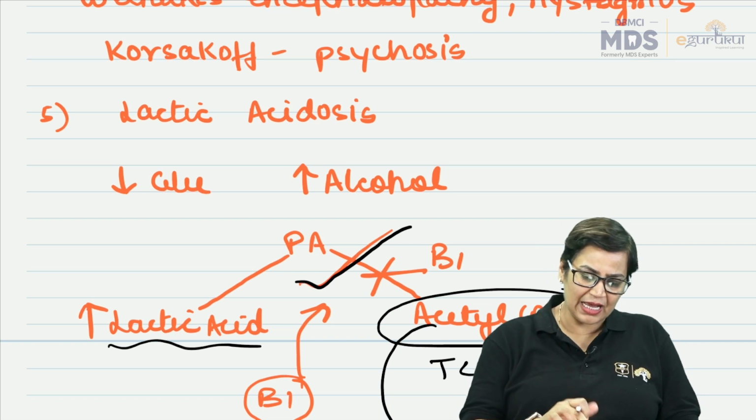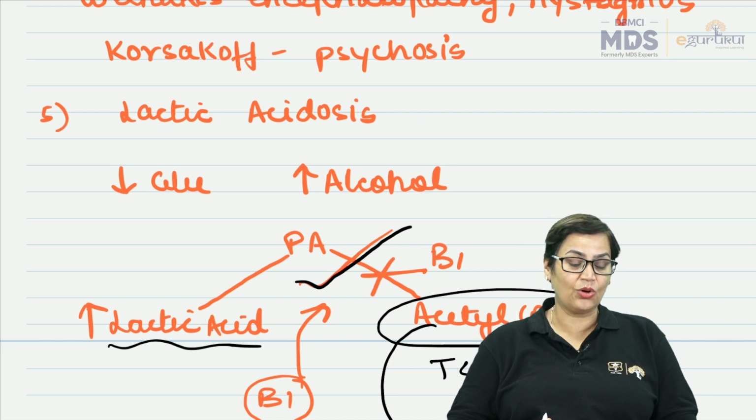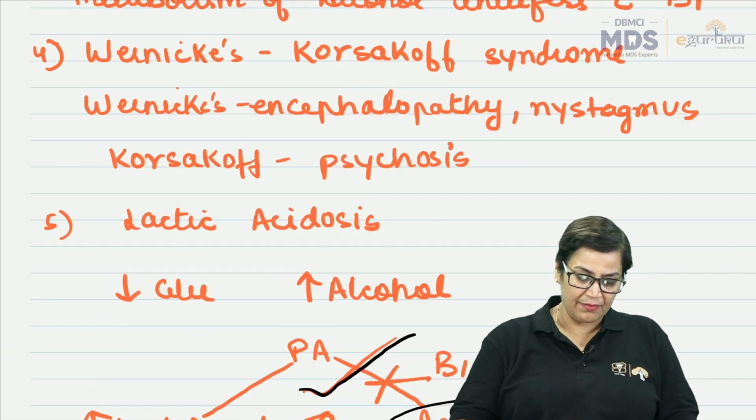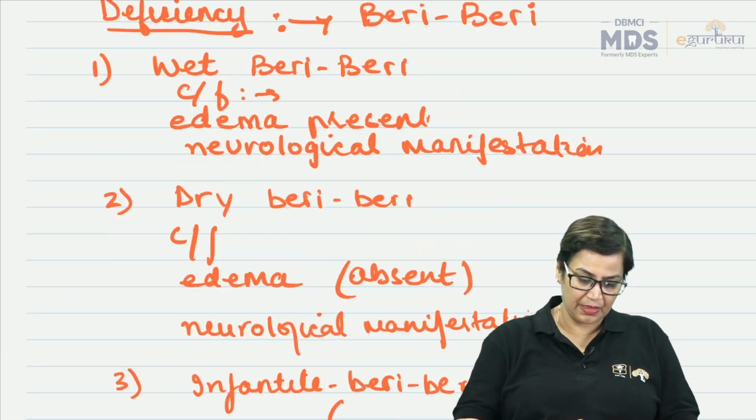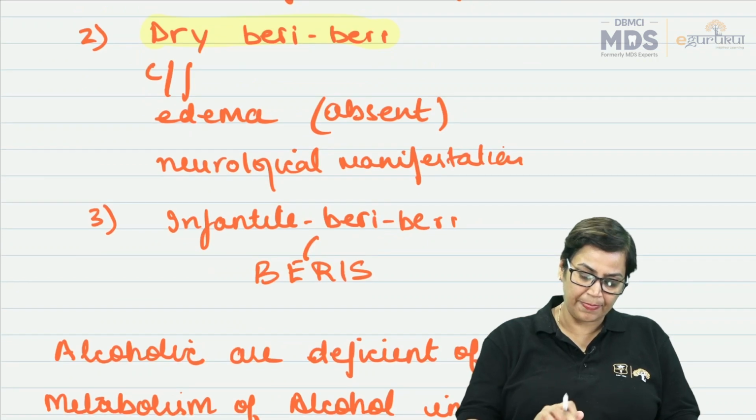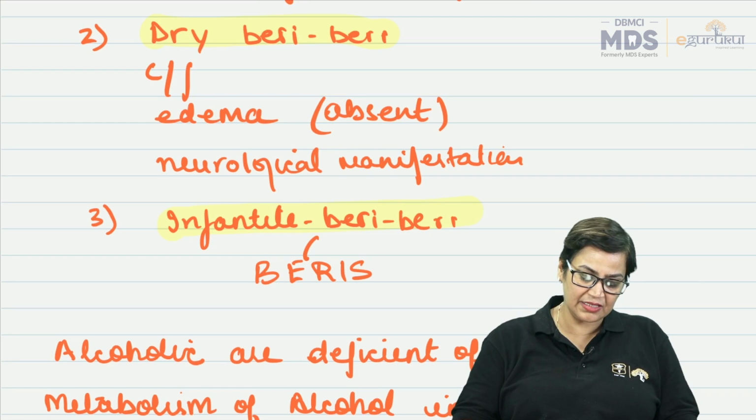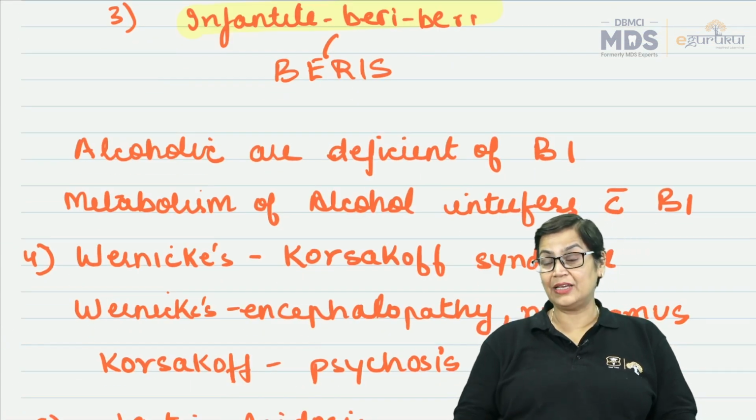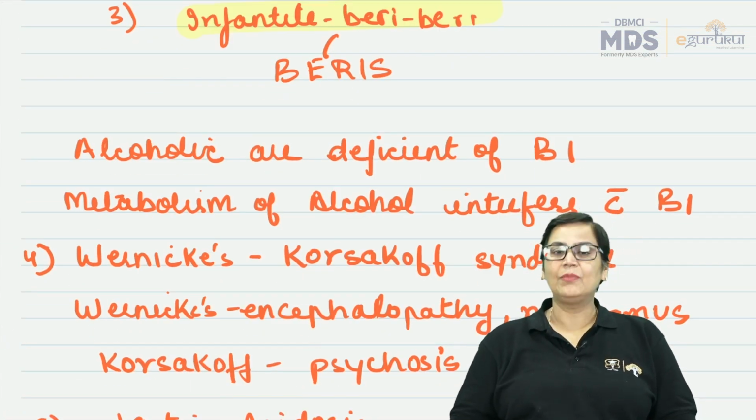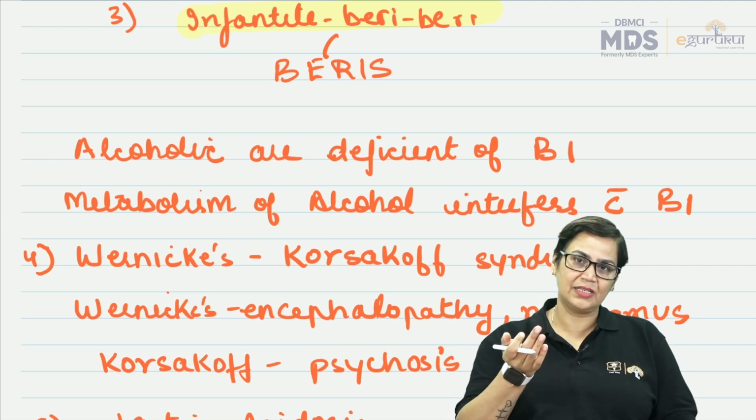Clear? So these are the deficiency manifestations of TPP. Beriberi, which can be wet: in wet beriberi you have to remember edema is there. In dry beriberi, no edema is there. In infantile beriberi, always remember this mnemonic berries which I have discussed, and always remember alcoholics are deficient of B1, because alcohol interferes with the absorption, so it predominates.